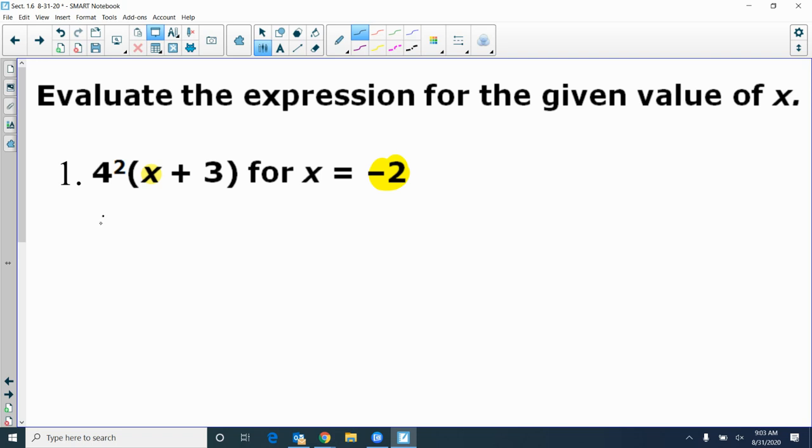So I'm going to rewrite this. 4 squared times negative 2 plus 3. Okay? So now when I do this, what's the first thing I want to do? Okay? Hanan? What's in the parentheses? So I have negative 2 plus 3. What's that?